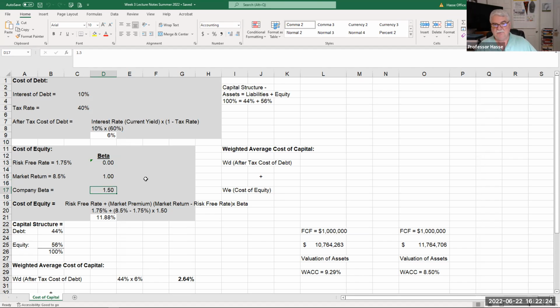And the capital asset pricing model takes the risk-free rate, adds to that the market premium, times the beta of the company. And remember, the market premium is the difference between market return and the risk-free rate. So if I do the arithmetic, it's 1.75 plus 8.5 minus 1.75, and then that number is multiplied by the beta of the company, 1.5.